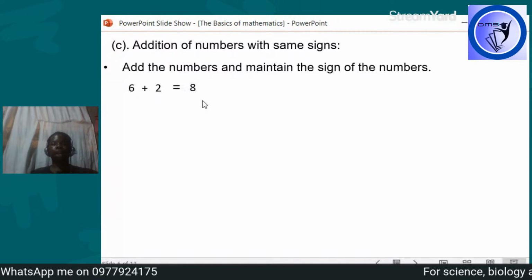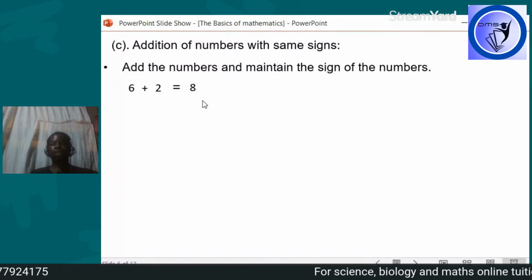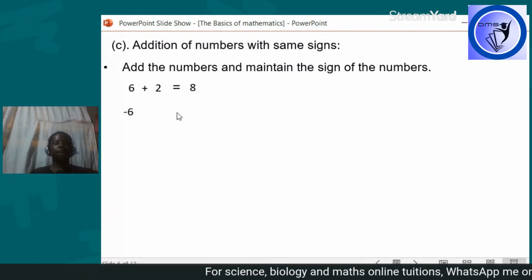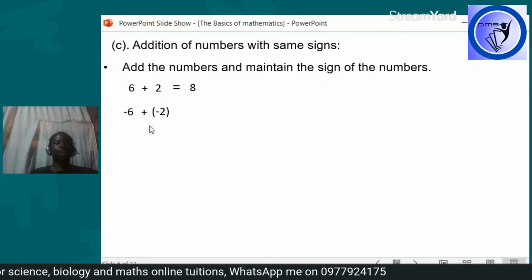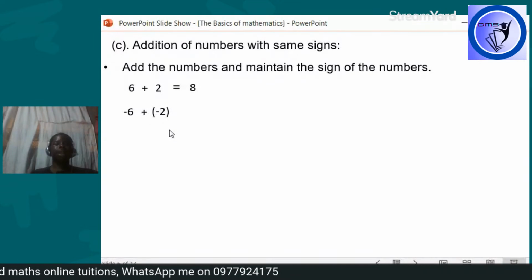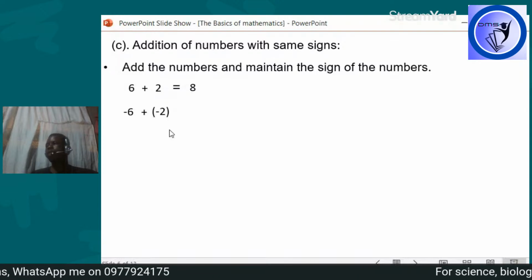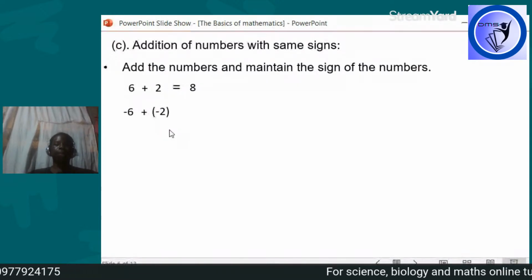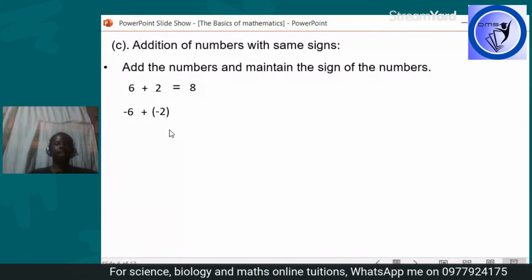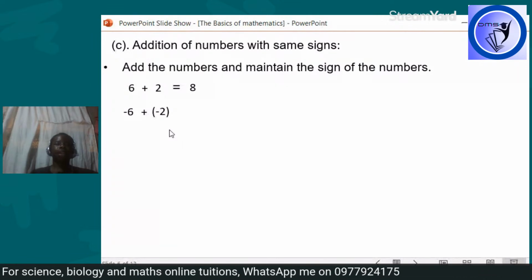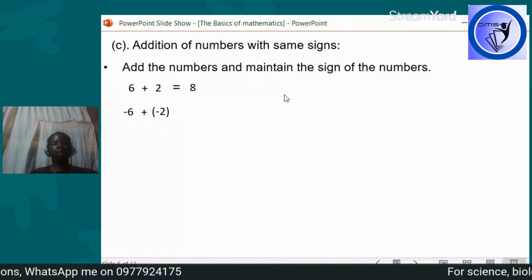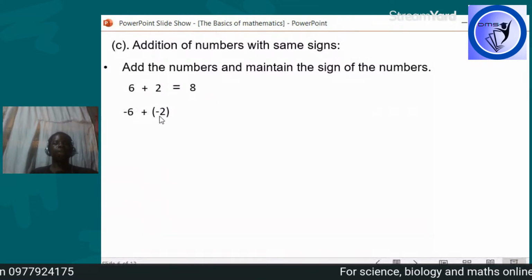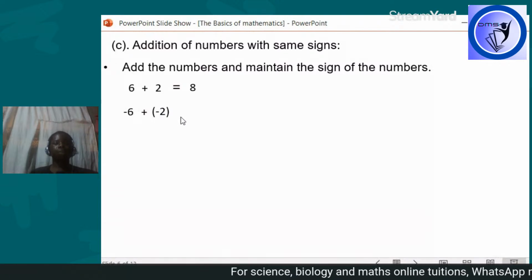Now you might be wondering, this is very simple. Now let's look at this other one. We have 6, then plus what? Plus negative 12. Negative 6 plus negative 12. So now how do you deal with such a situation here? What are you going to do? Follow this same line: add the numbers and maintain the sign of the numbers. This one has a negative, this one has a negative. So go ahead with adding them.